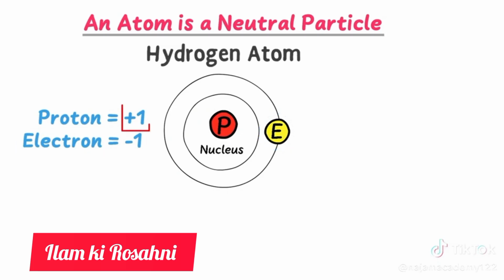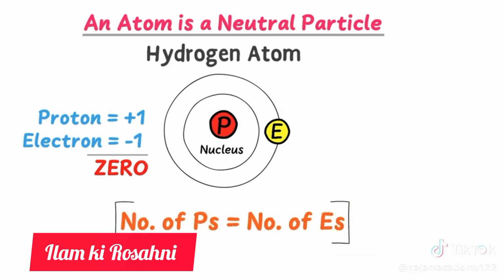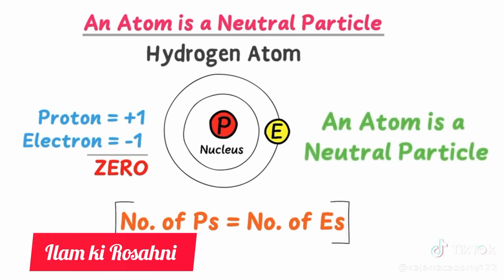We know that positive 1 and negative 1 cancel out each other. Thus this single positive proton neutralizes this single negative electron. From this example, we learn that number of protons is equal to number of electrons in any atom. Let me repeat it. Number of protons is equal to number of electrons in any atom. Thus we say that an atom as a whole is a neutral particle.